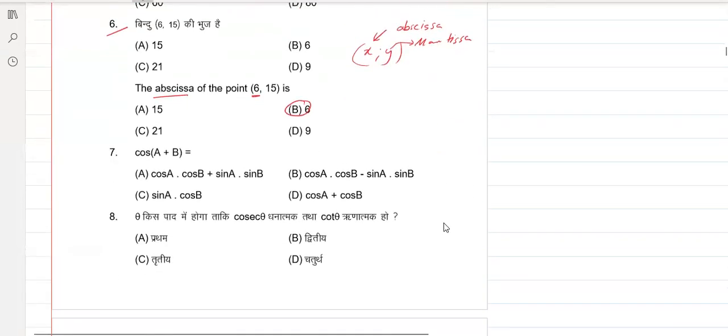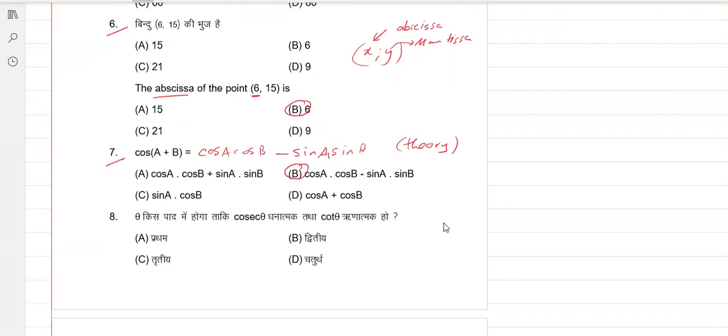Right. So question 7, looking at the expansion for cos A plus B. Cos A plus B will be cos A cos B minus opposite sign, sine A sine B. So cos A cos B. This is another theoretical question, theory question. Cos A cos B minus sin A sin B. Answer should be B.